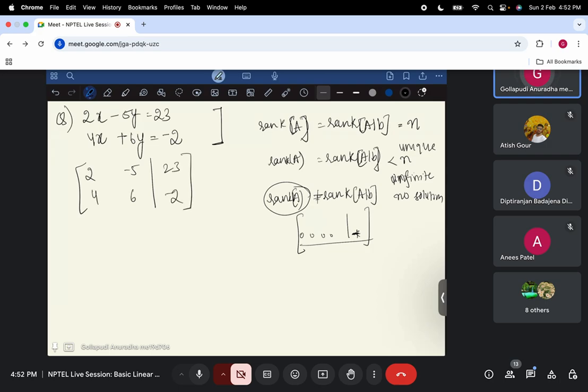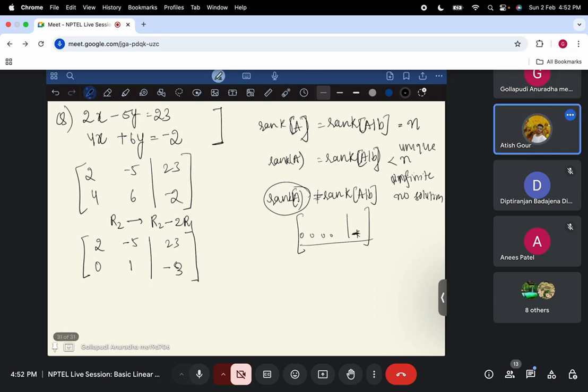So for this you can do R2 goes to R2 minus 2 into R1, so I'll be getting 2, minus 5, 23, same thing I'm doing here: 0, 16 and minus 48. So rank of A is equal to rank of B, equal to 2, unique solution. Yeah, it's a unique solution.